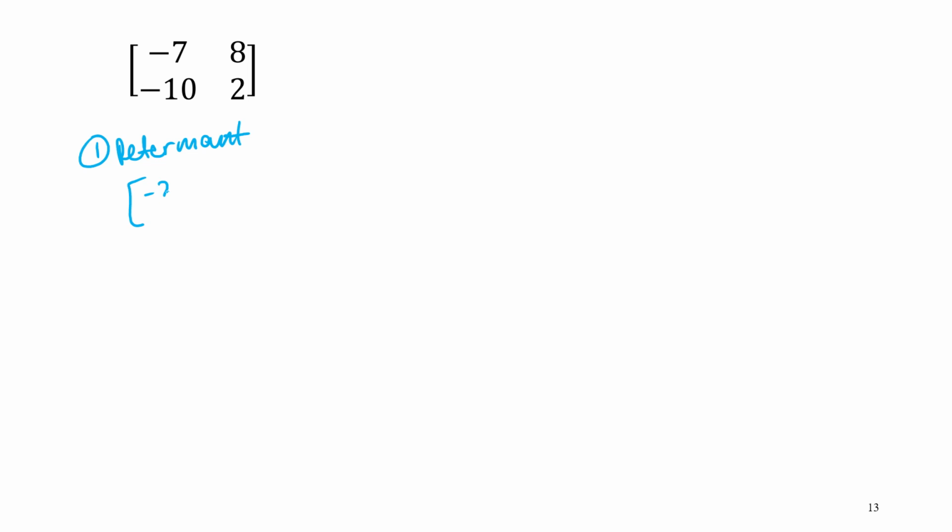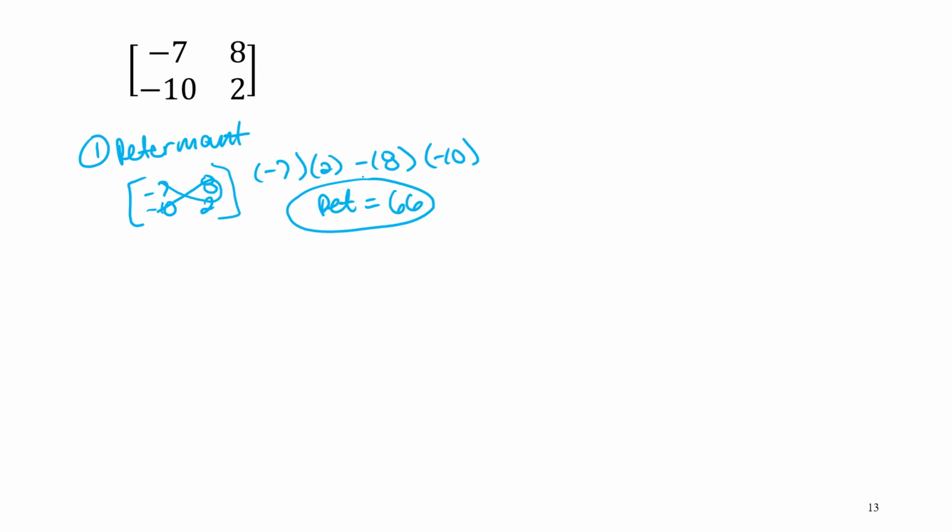So we have the -7, the -10, 8, and 2. If we do our fish, we get -7 times 2 minus 8 times -10. And when you plug that into your calculator, you get the determinant value of 66. So now we're going to put it over 1. So we know our determinant is 66, and so we get 1/66.